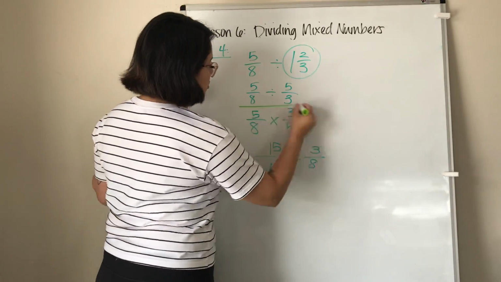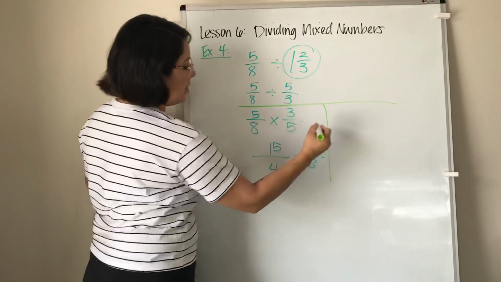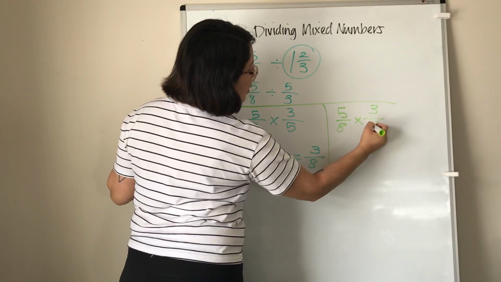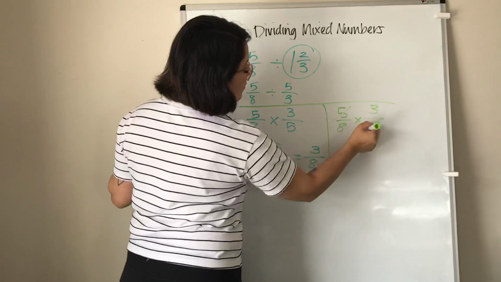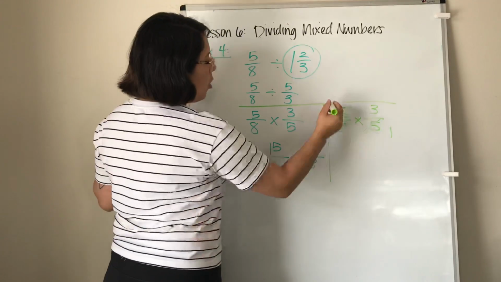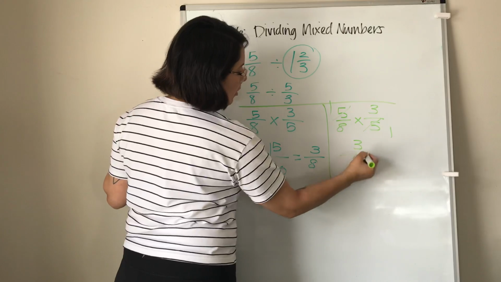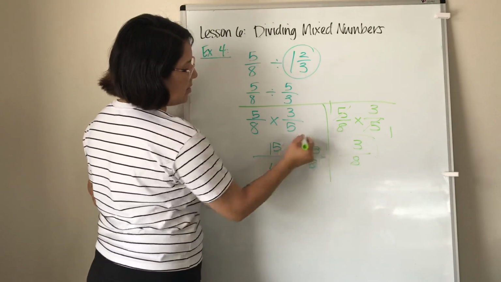I'm going to do the same thing, 5 over 8 times 3 over 5. I notice my 2 5s, cross them off, put 1. 1 times 3, 8 times 1. Look how much faster that was. I got the same answer.